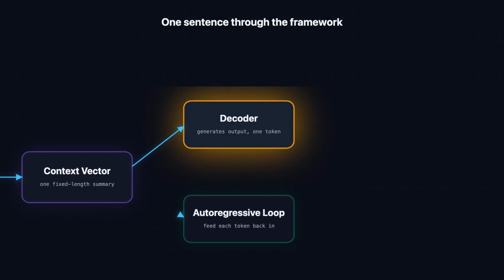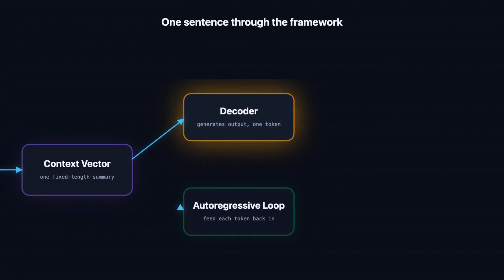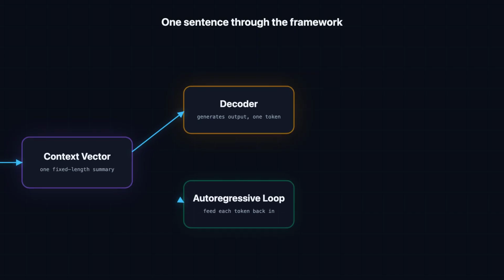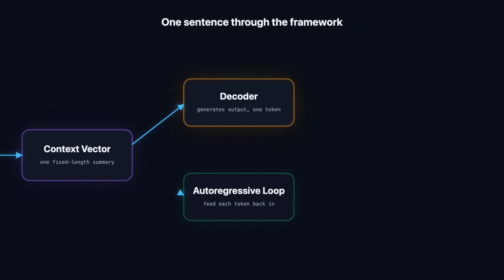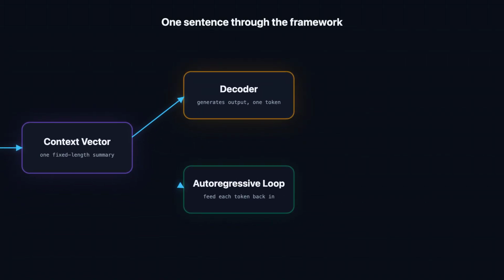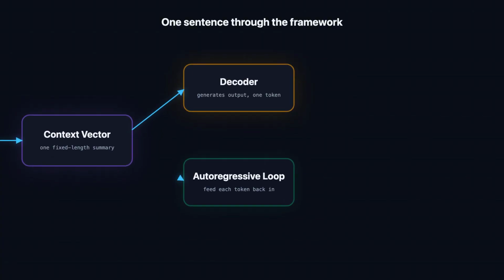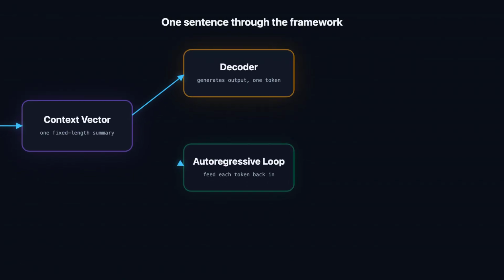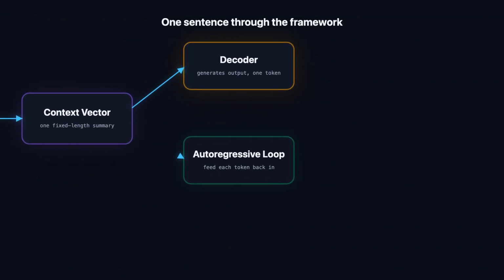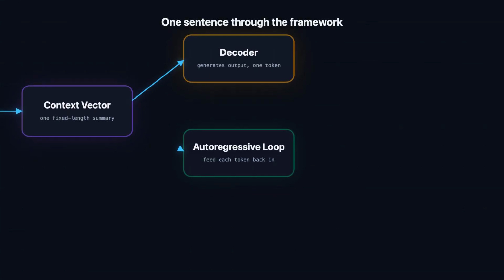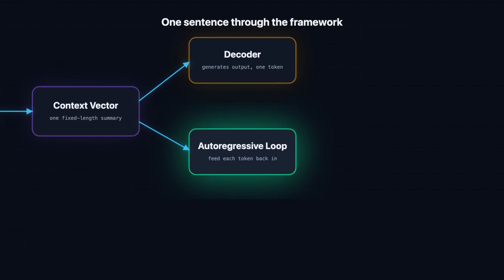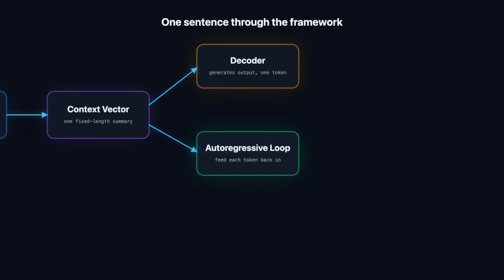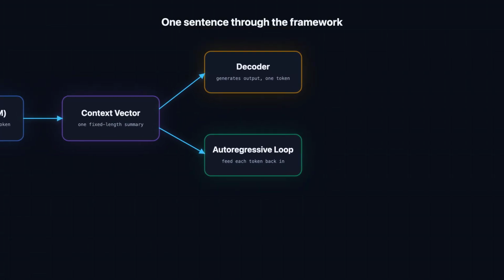Now the decoder takes over. Starting from the context vector, it generates the output sequence 1 token at a time. It produces a word, and then it does something clever. It feeds that word back into itself as the input for the next step, which is what we call autoregressive generation. That feedback loop keeps rolling until the decoder emits a special end token.